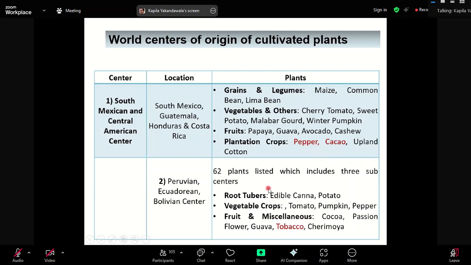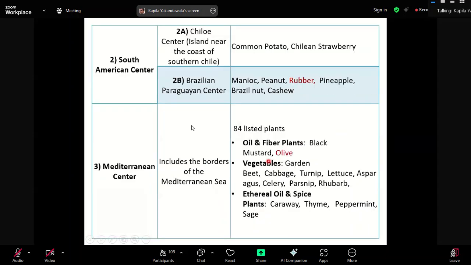Pepper, cocoa and tobacco, right? Next, South American Center. It includes Chile and Brazilian clusters. As an example, rubber is originated in South American Center in Brazil, in the Amazon forest, right? So remember Brazil, rubber. Under South American Center, only rubber.